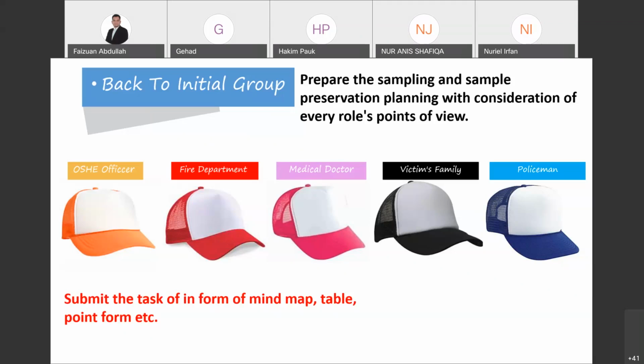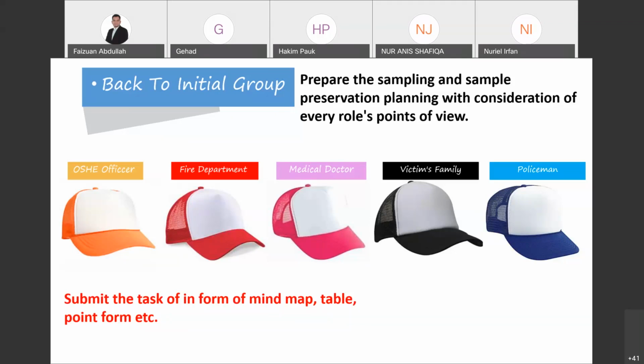I choose you, Irfan. You have 2 roles. Irfan should be the victim's family and also the medical doctor. Can you read it, Irfan? Understand? Okay, because Irfan is so good. So Irfan will play 2 roles, as a victim's family and as a medical doctor. Irfan, you will announce the group, right?